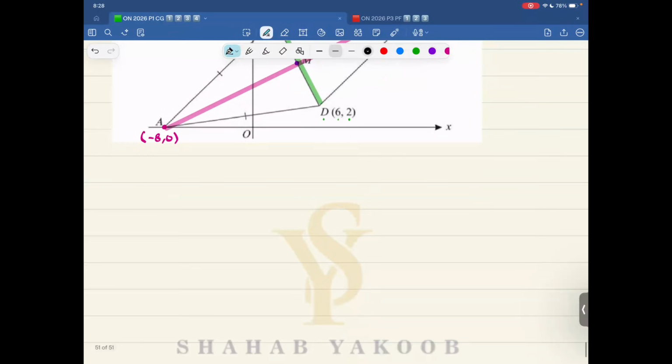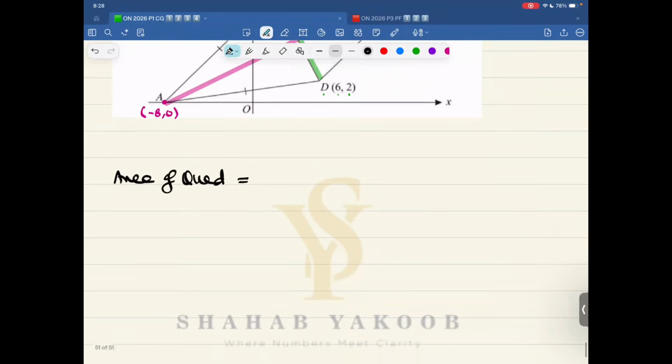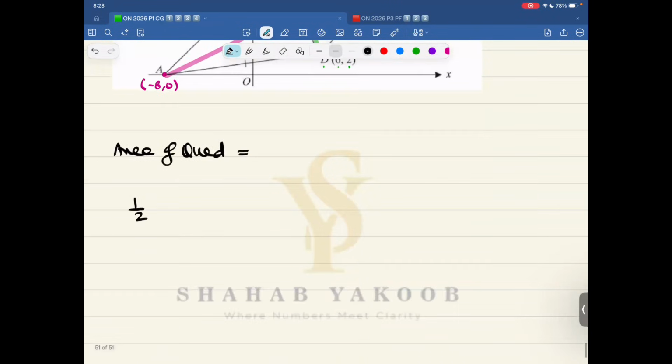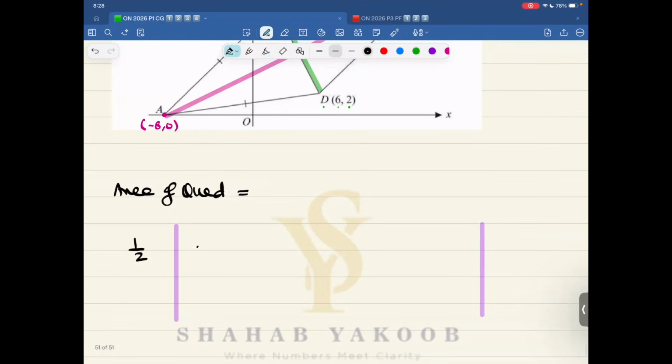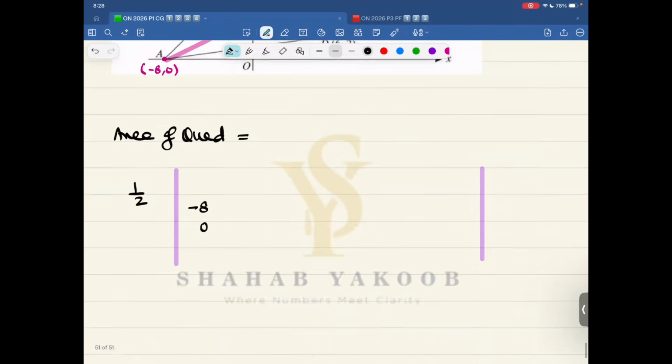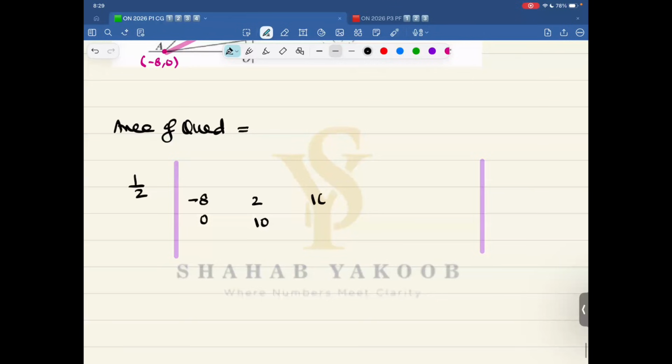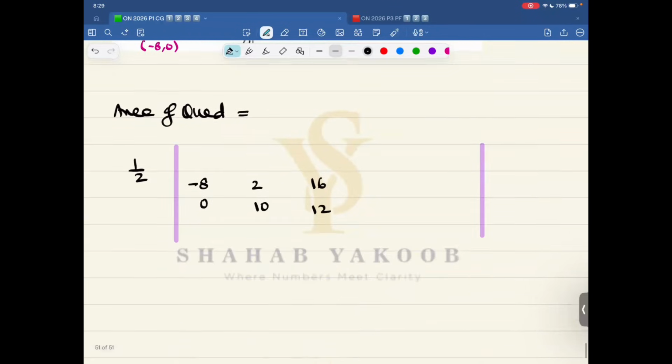And let me simply write it down. Area of this quadrilateral, that is half. Let me start with A, B, C, D. It's already anti-clockwise. So this is half. And this thing is like this. And let me write over here. This is A, which is negative 8 and 0. This is 2 and 10. This is 16 and 12. And this is 6 and 2.